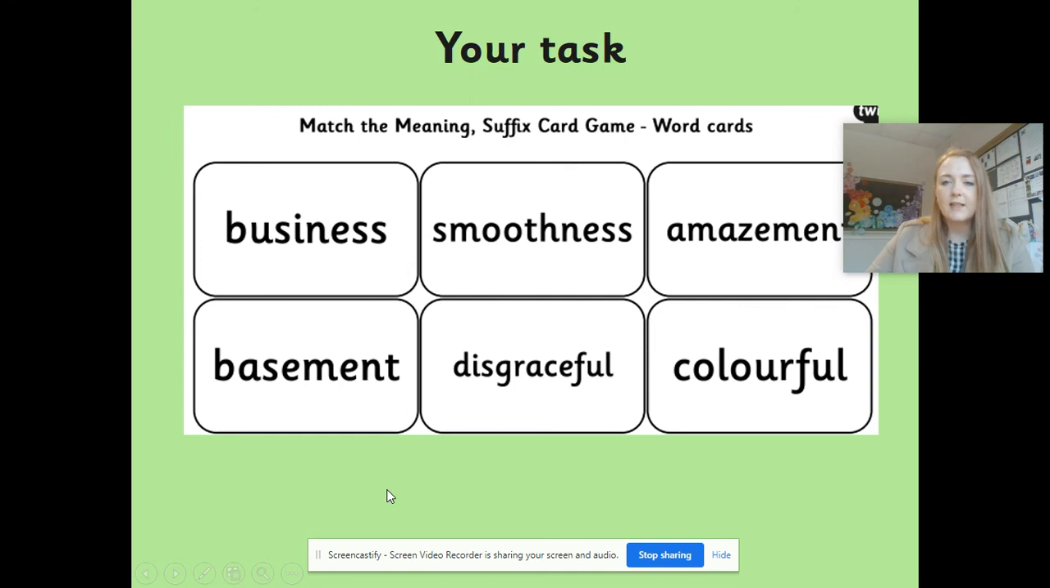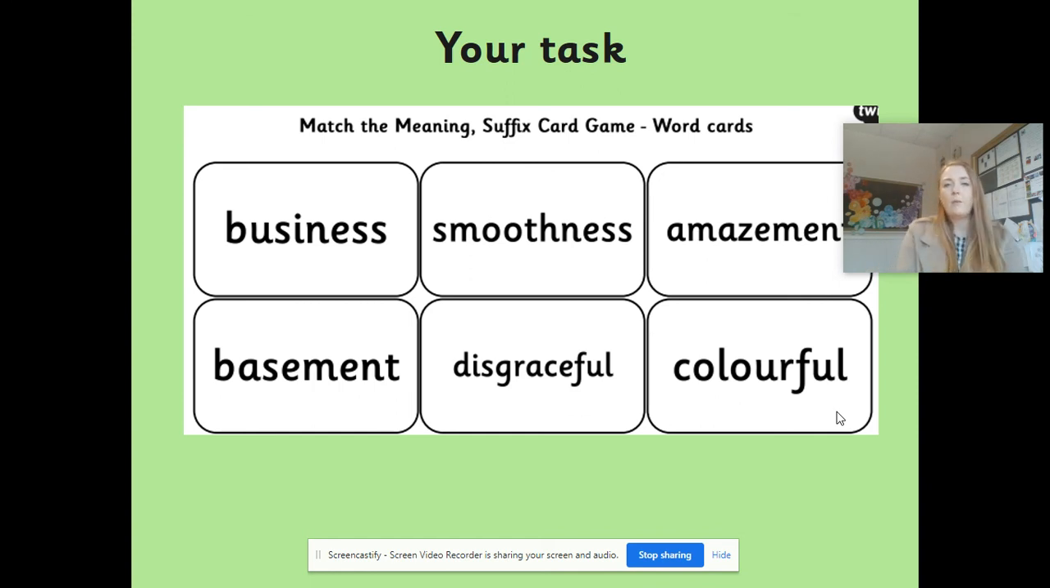So here is your task. In your pack, you have got some cards that have got words on, and they've got the suffixes on the end as well. Okay, so business, smoothness, amazement, basement, disgraceful, and colourful. These are just a couple. I think you've got 9 on your sheet. On the next sheet in your pack, you've actually got some definitions. Okay, so meanings of these words.